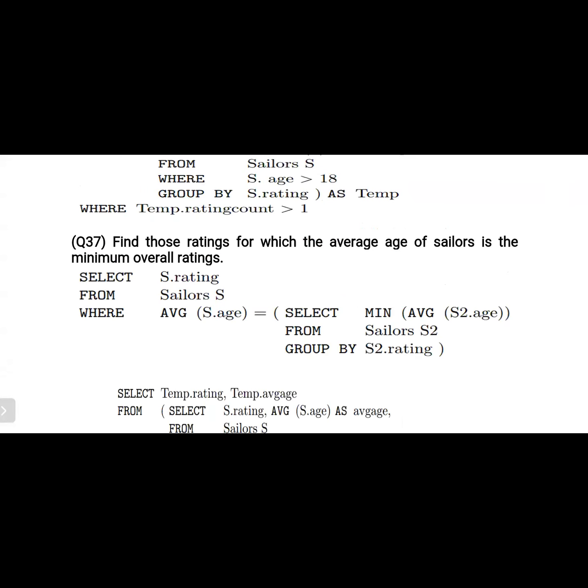For example, find those ratings for which the average age of sailors is the minimum over all ratings. We write the query like this: select s.rating from sailors s where avg(s.age) equal to min of avg(s2.age) from sailors s2 group by s2.rating. According to the rating, it will be grouping the columns.